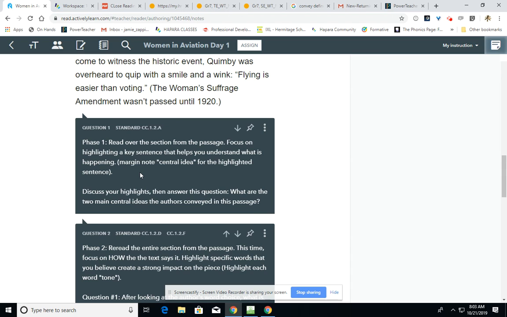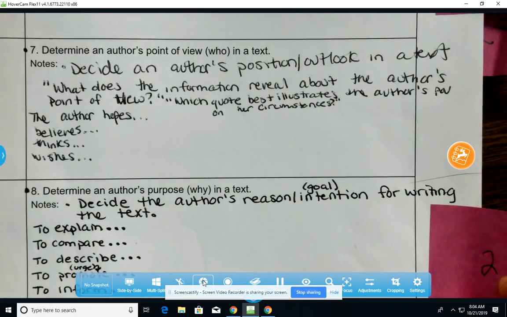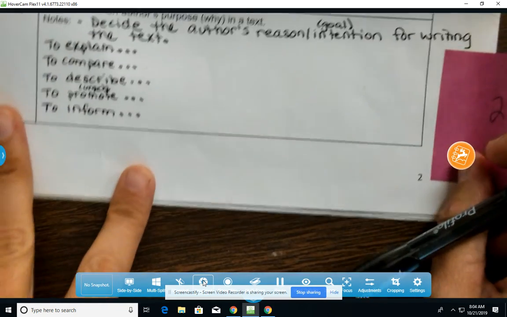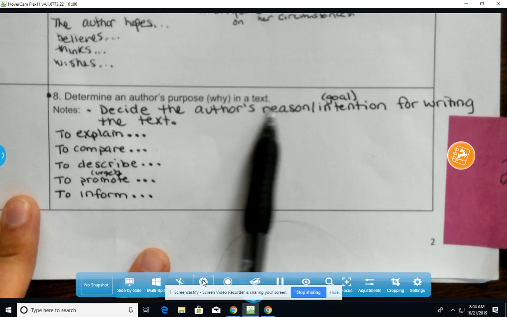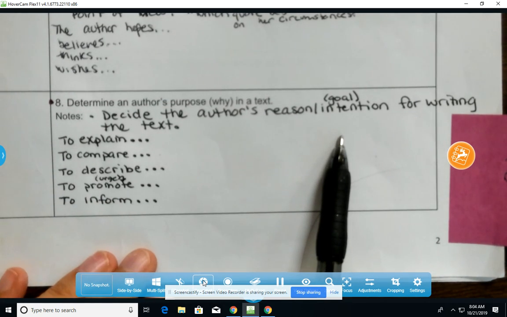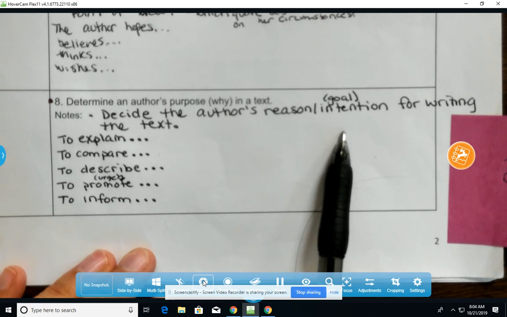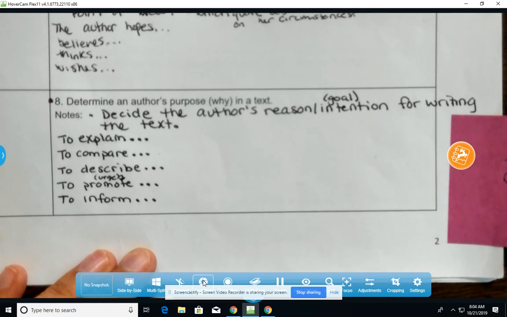For phase 2, we are going to focus on how the text says it. Within this phase of the reading, we're going to focus on multiple learning targets. We're going to first look at determining the author's purpose. The why the author wrote it is part about how the author sets it up. So the author's goals or intentions for writing the text definitely contribute to how they write it. So we're going to determine the author's purpose for the text.